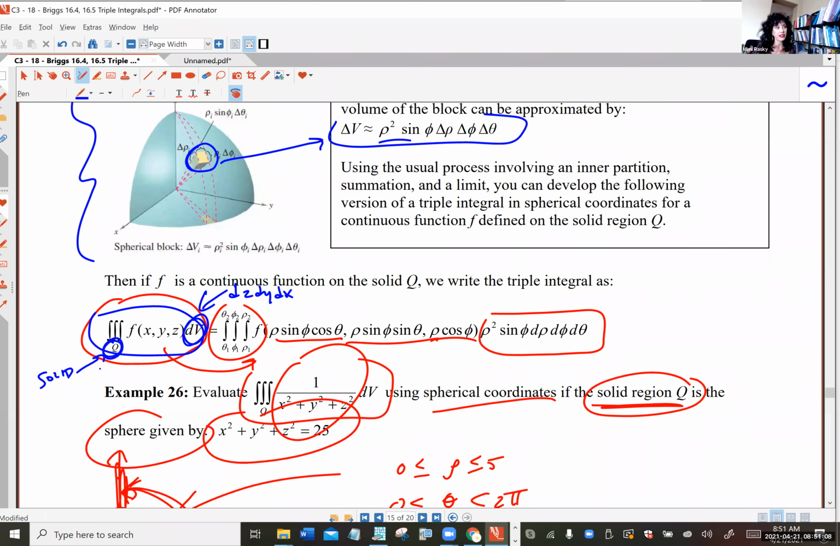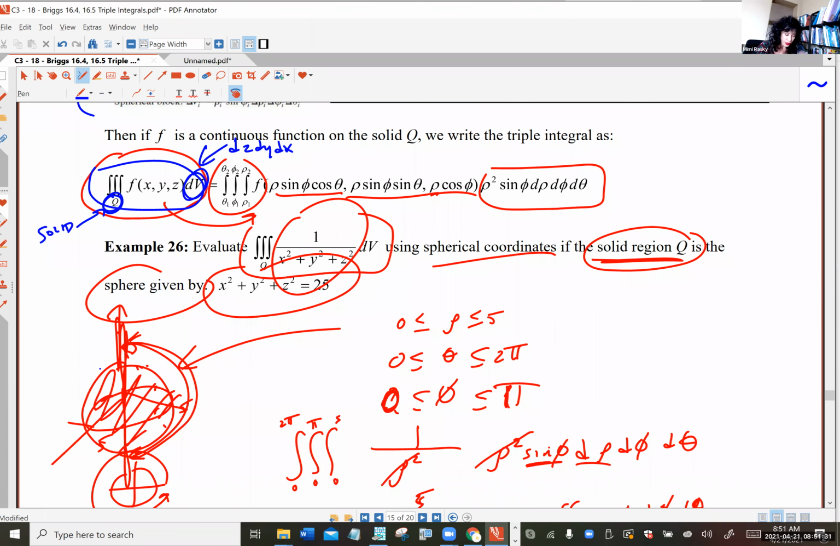Like if somebody said, my region of integration is a cube, do not convert to spherical. I don't even know how to do that. So think before you start converting, because you only want to convert if it's making sense. Same with spherical, same with polar, the whole thing.